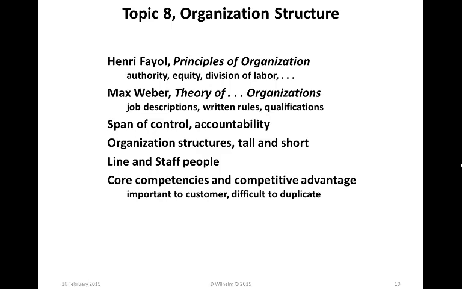Line people are the people who perform the primary mission of the organization, probably dealing with customers. Staff people may deal with customers, but their primary mission is to support the line people. Core competencies are what we do well. Competitive advantage is how we do better than our competitors. For those core competencies to lead to competitive advantage, they have to be important to the customer, and they have to be difficult to duplicate.